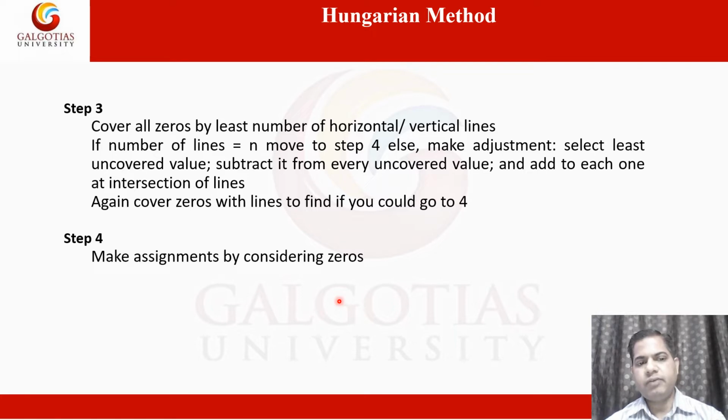Otherwise, we select the least uncovered value and subtract it from every uncovered value, and add it to each value at the intersection of the lines. Then we again cover the zeros with lines to check whether we can go to step number 4. Step number 4 says that we have to make assignments by considering zeros only.